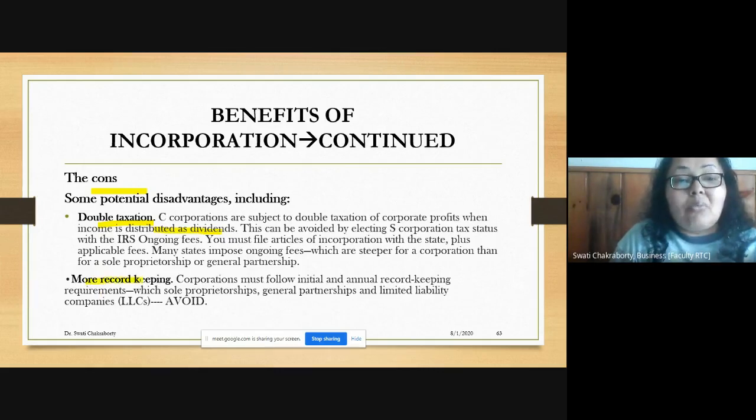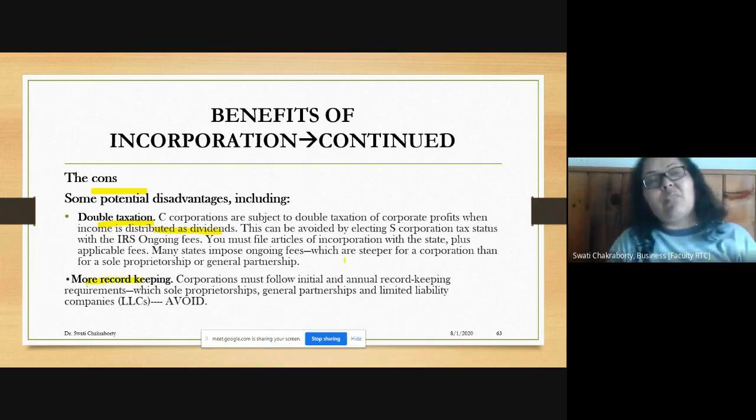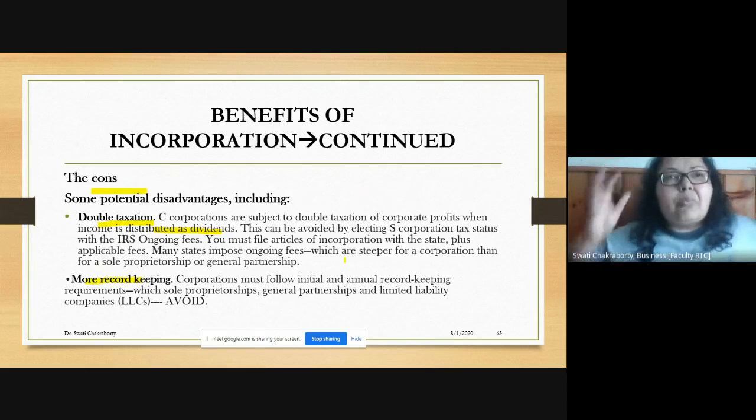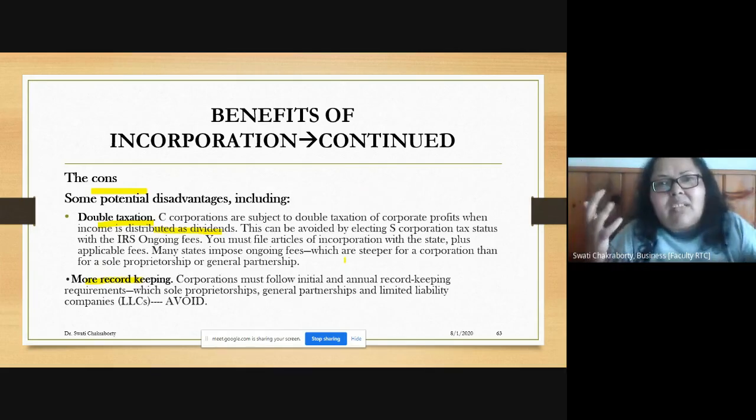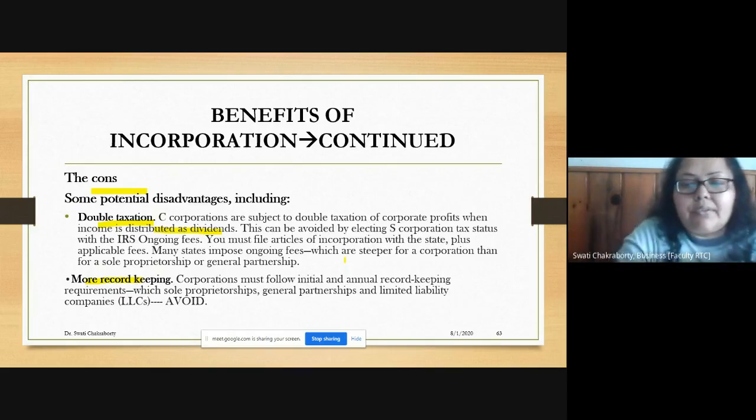But more record keeping. Big business houses, what happens? There are a lot of departments, a lot of projects, a lot of work, a lot of steps. So more and more records, and everything has to be recorded in a sequential manner. It's a lot of things, unlike the unincorporated businesses.